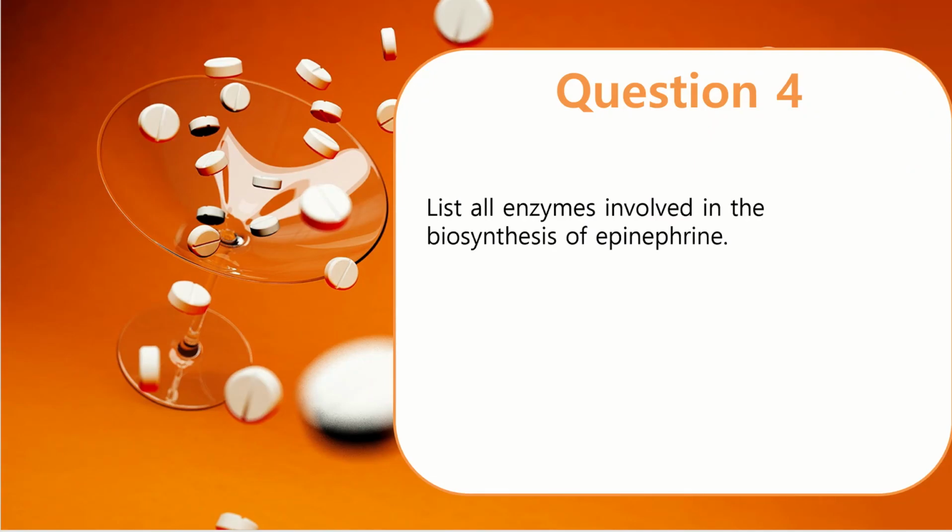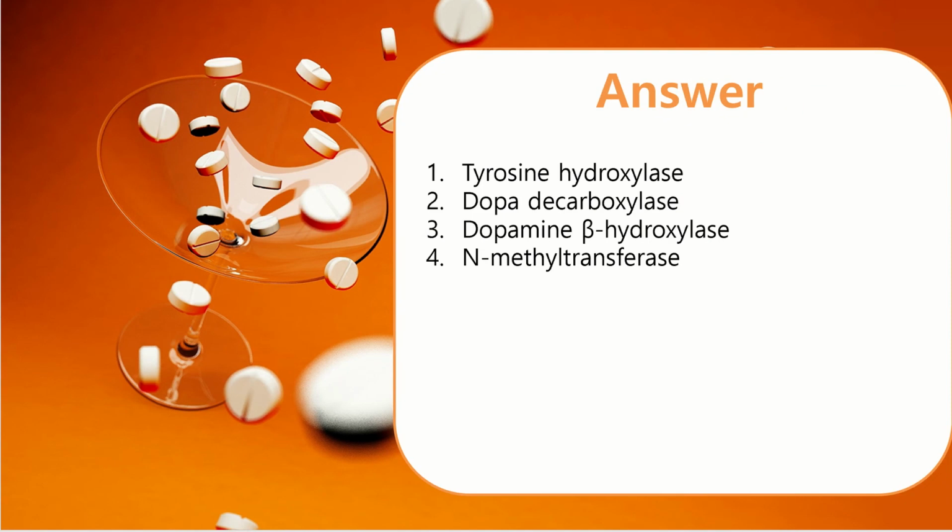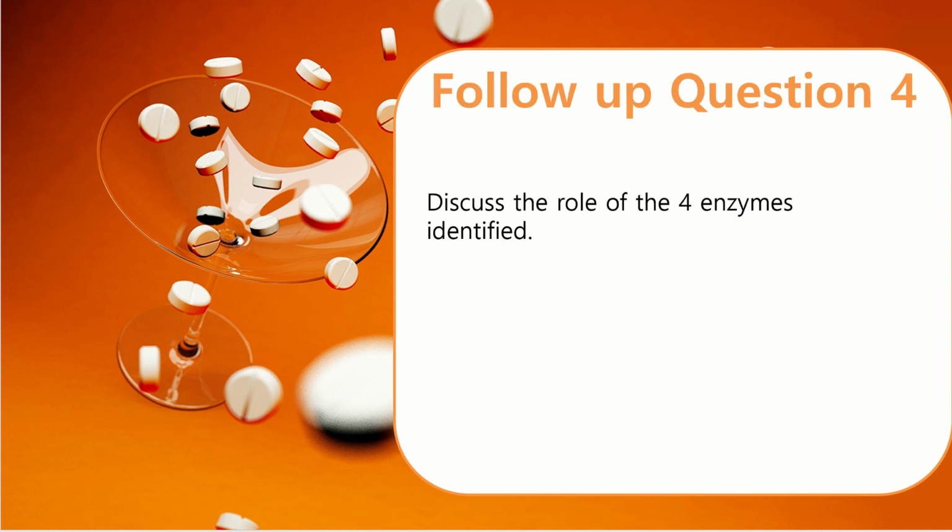So this leads us to question 4, which says, list all enzymes involved in the biosynthesis of epinephrine. So if you can recall, write them down, or you can go back and write them down. All right, so the answer is tyrosine hydroxylase, dopa decarboxylase, dopamine beta hydroxylase, and N-methyl transferase. So our follow-up question 4 says, discuss the role of the four enzymes identified. So the four enzymes involved in the biosynthesis, let me know their role. What did they do? What reaction did they catalyze?